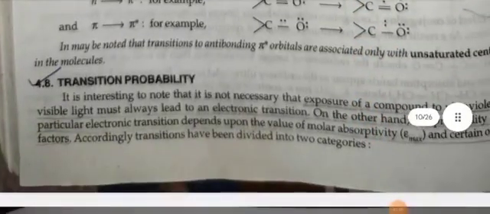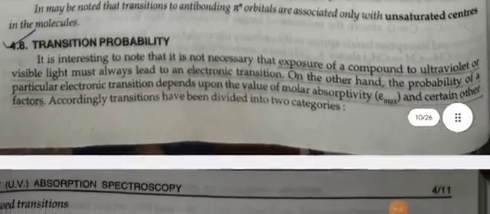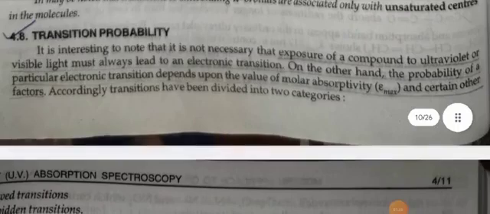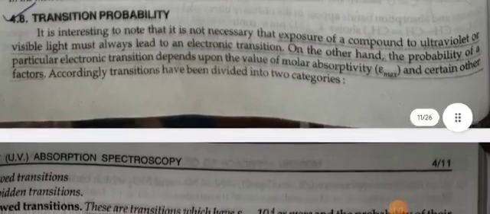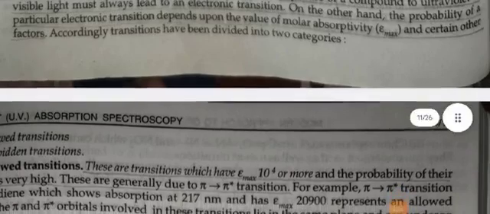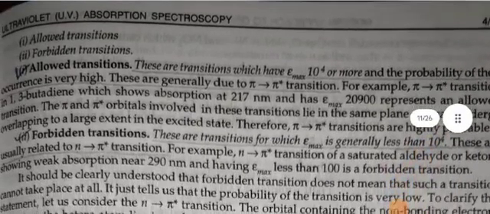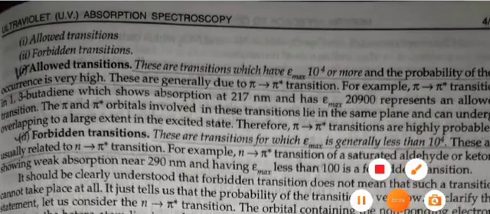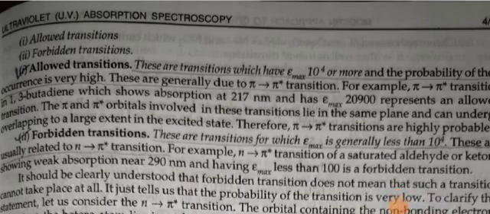Transition probability. It is interesting to note that exposure of a compound to ultraviolet or visible light does not always lead to an electronic transition. Rather, the probability of a particular transition depends upon the value of molar absorptivity, epsilon max, and certain other factors. Accordingly, transitions have been divided into categories. There are two types of transition. The first is allowed transition, the second is forbidden transition.